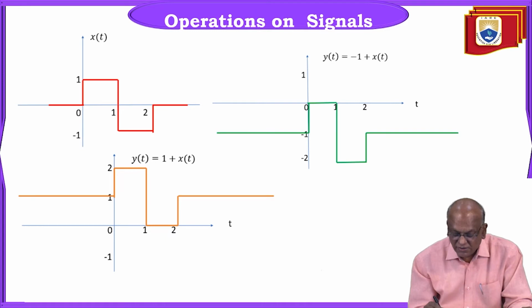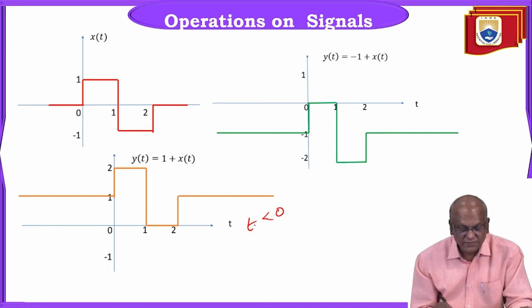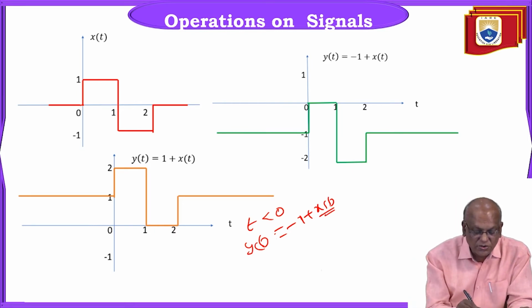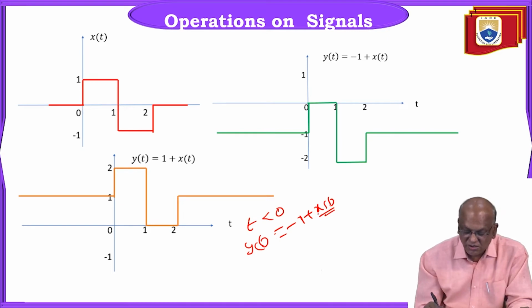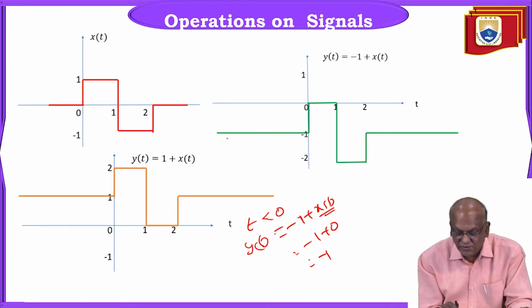In a similar way I am finding this. Let us consider the t less than 0 case. When t is less than 0, y of t equals minus 1 plus x of t. For t less than 0, what is the x of t value? x of t equals 0. That's why minus 1 plus 0 gives minus 1, so you get the value minus 1 for y of t.